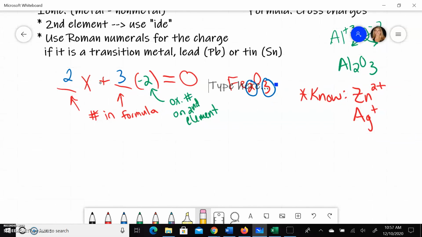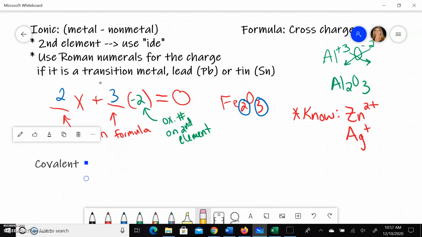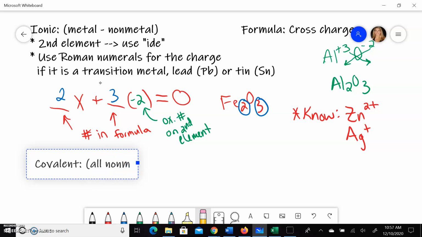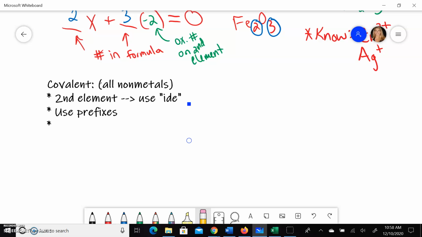Let's go ahead and do some covalent. For covalent compounds, first of all, this is going to be all nonmetals. You're still going to change the second element to "-ide". And then the difference with this is that you're going to use prefixes to show how many you have. And you do need to know the names of the prefixes for each one.